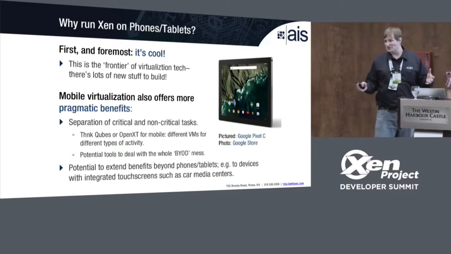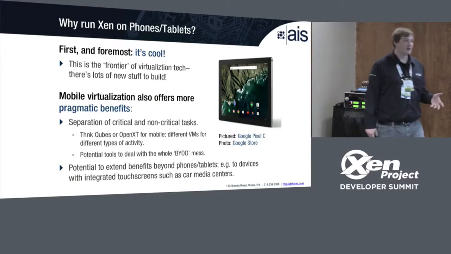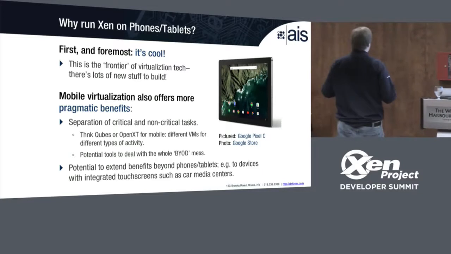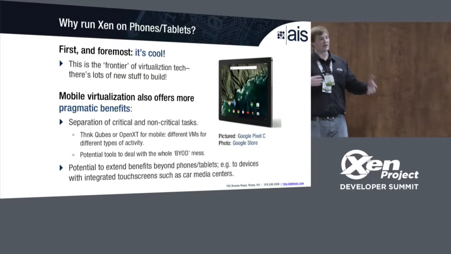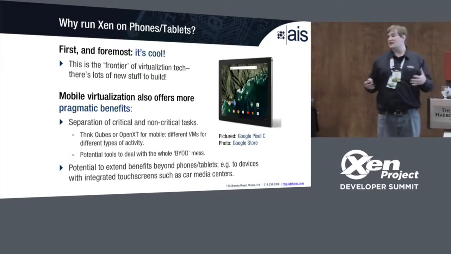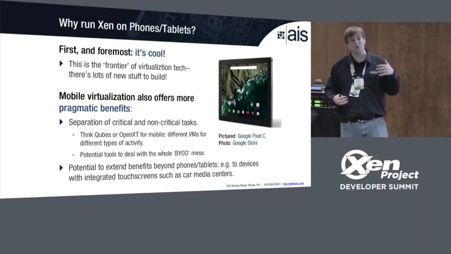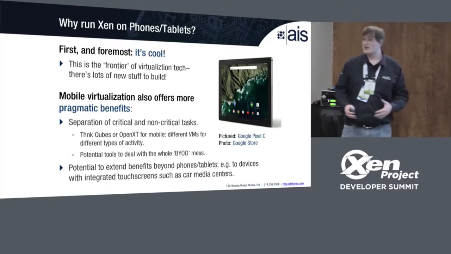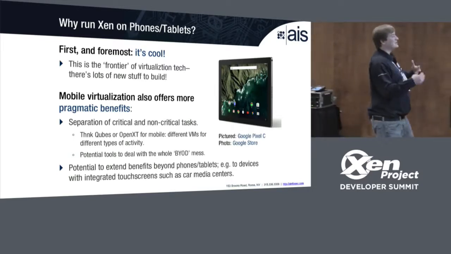But since I don't get paid just to do things that are cool, there also are pragmatic benefits to using Xen on these kind of devices. Probably the biggest one right now is separation of critical and non-critical tasks. If anyone has heard the pitch for OpenXT this morning or for Cubes, which are both environments to help you separate things at various levels of criticality, this is the kind of application that would be perfect for a tablet. Imagine you have your financial information, or you need to be able to remote into your work and access financial information, but you also want to be able to use Facebook and Angry Birds, right? Hopefully those two things are not meshed together. Hopefully those two things are not leading into one another.